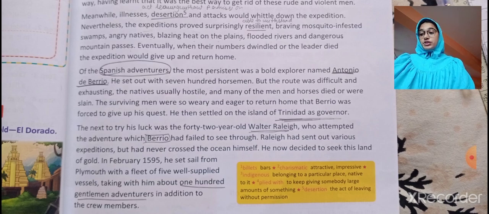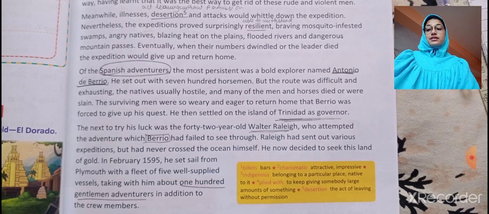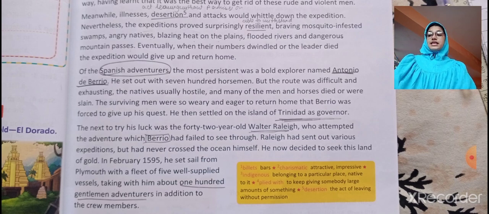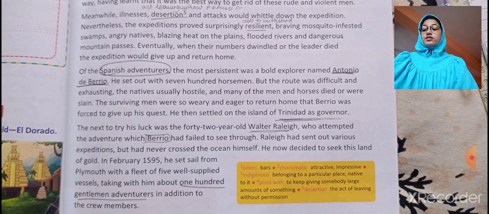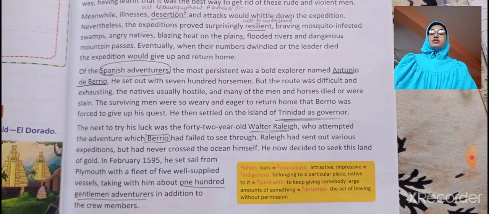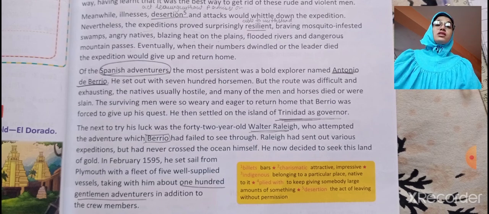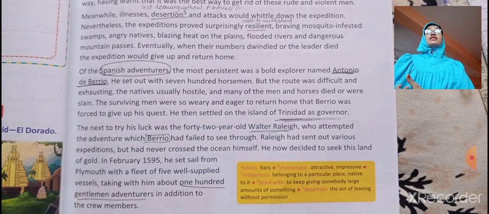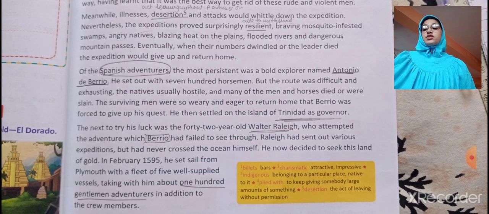Nevertheless, the expeditions proved surprisingly resilient, meaning able to withstand, braving mosquito-infested swamps, angry natives, blazing heat on the plains, flooded rivers, and dangerous mountain passes. They had to cross all these things and face all these problems in order to move ahead. Eventually, when their numbers dwindled or the leader died, the expedition would give up and return home.